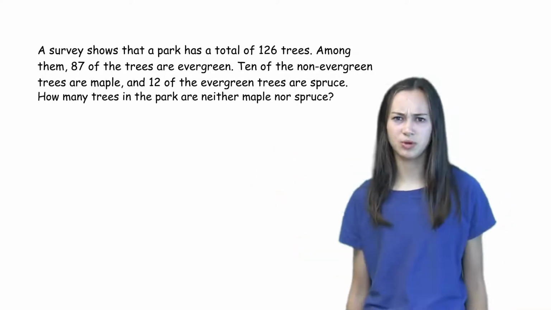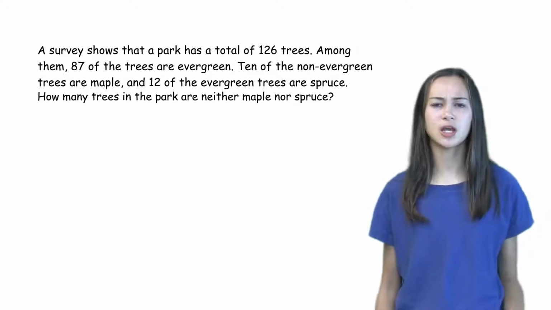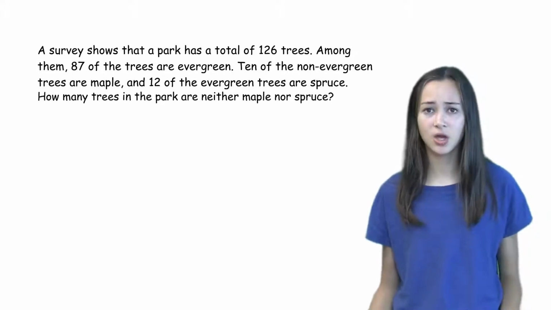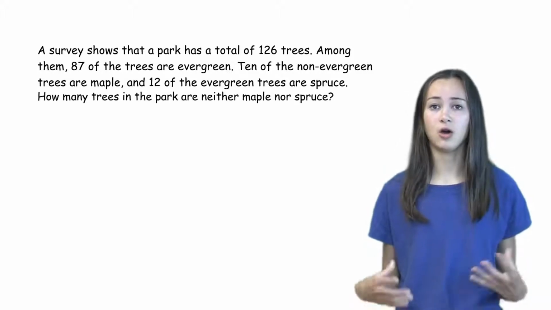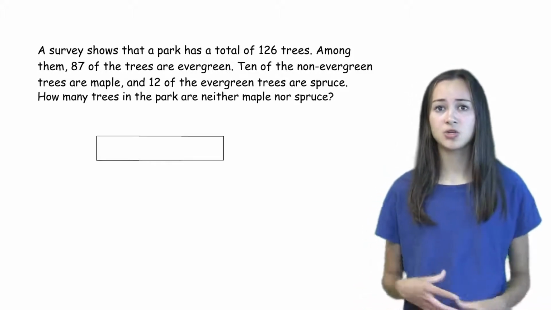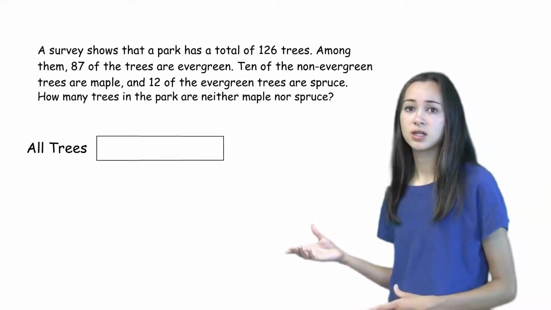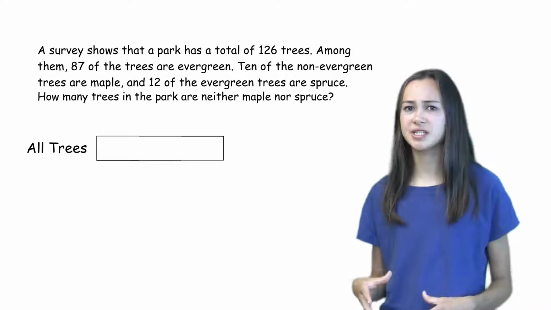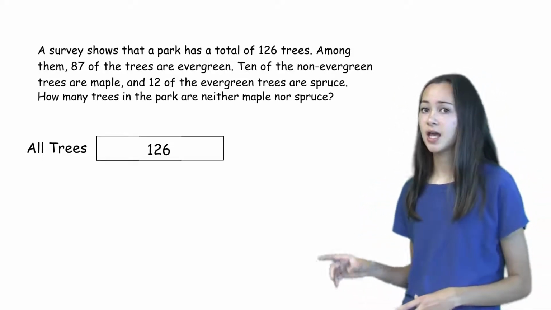This is a confusing problem. So drawing pictures will help us understand what this problem is saying. Drawing boxes can be very useful for representing all the numbers given. So we can draw a box to show all of the trees. Since there are 126 trees in the park, we can write 126 in this box.